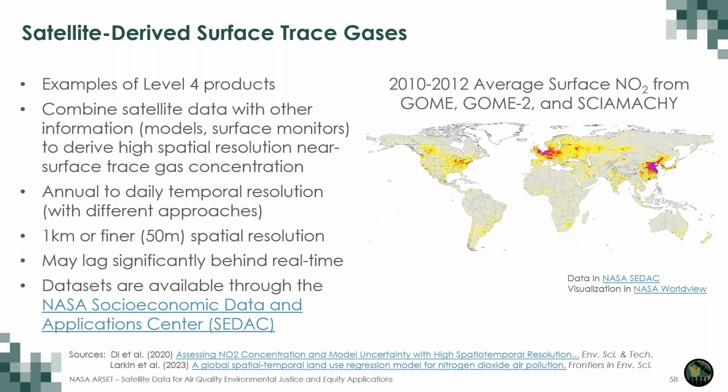For more qualitative or exploratory analysis, or where more near real-time data are important, the level 3 or level 2 column concentration data from the satellites may be sufficient. Again, the NASA CDAC provides many of these relevant data sets.